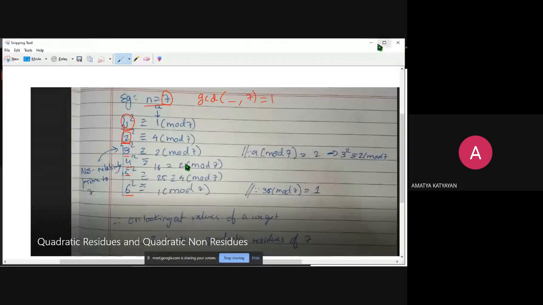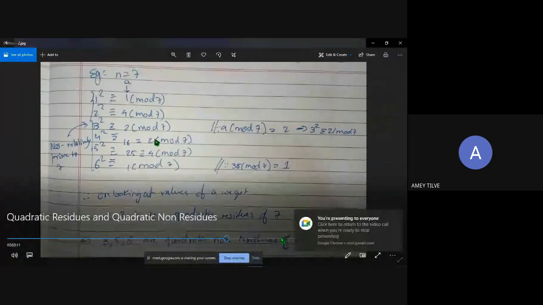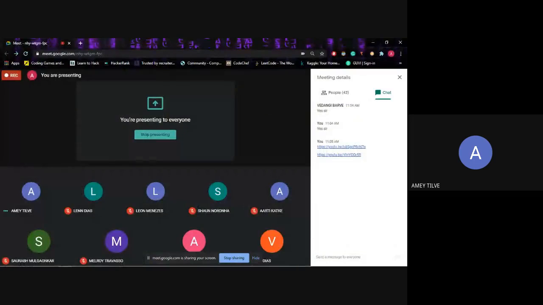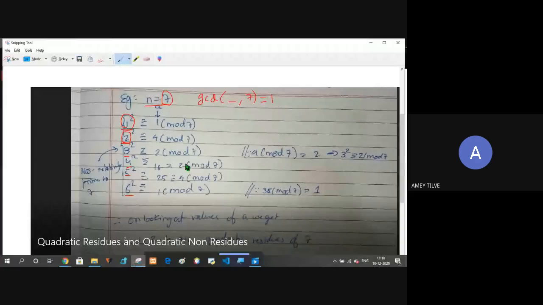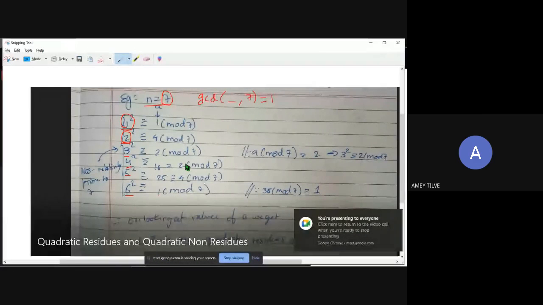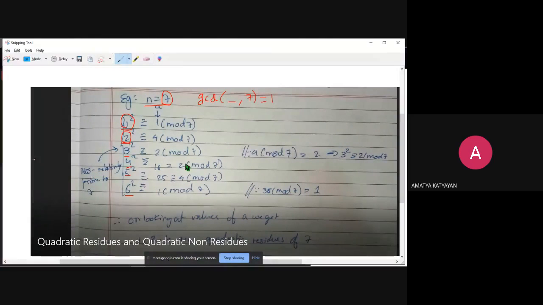In the second example, Amatya, I had one more doubt. We do 1 comma 7, 2 comma 7 because they are relatively prime to each other. So the GCD of any number comma 7, which is n, should be equal to 1, and all the values will lie from 1 to n minus 1. That is true. But how do you declare that 1 to 4 are the quadratic residues of 7, and 3, 5? Yes, sir.